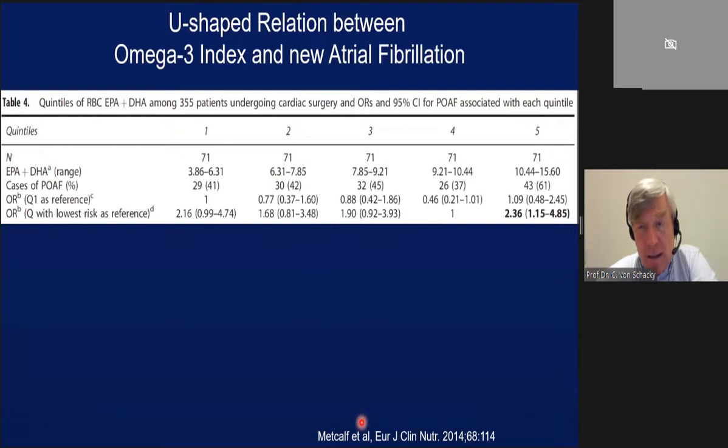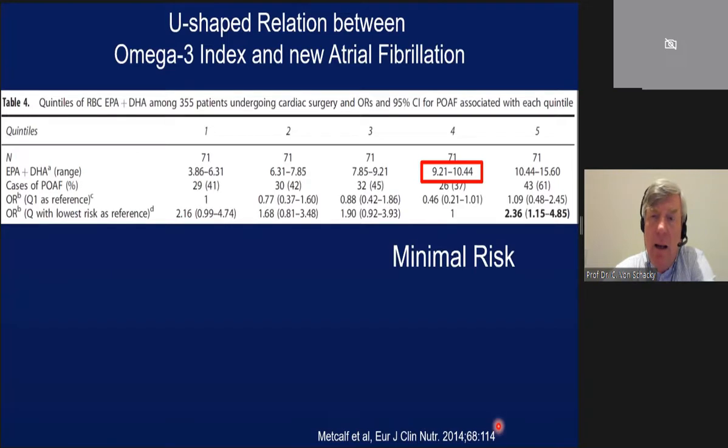Consistent data from another meta-analysis. What was not discussed in these meta-analyses is that there is a U-shaped relation between the omega-3 index and onset of atrial fibrillation. And minimal risk for a new onset of atrial fibrillation comes with an omega-3 index in the target range. Lower levels come with an increased risk for atrial fibrillation, as do higher levels.